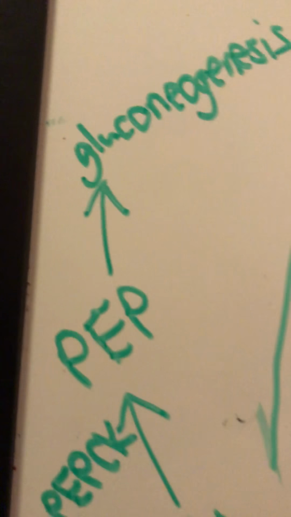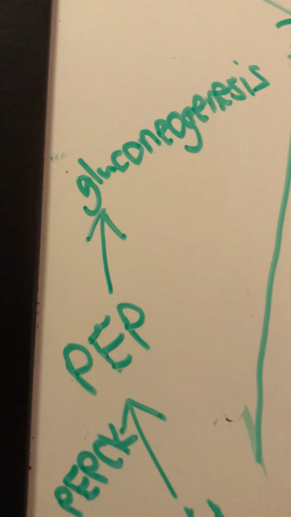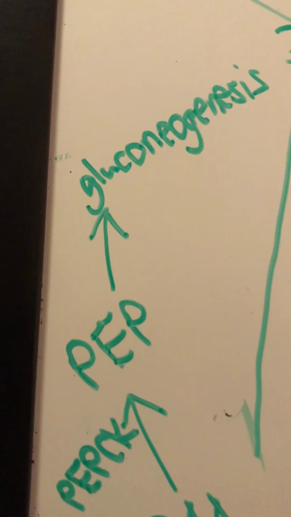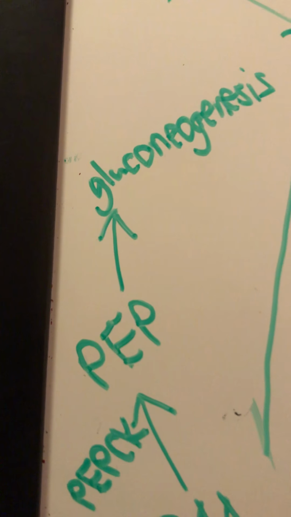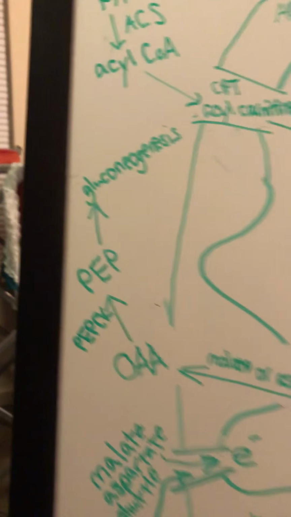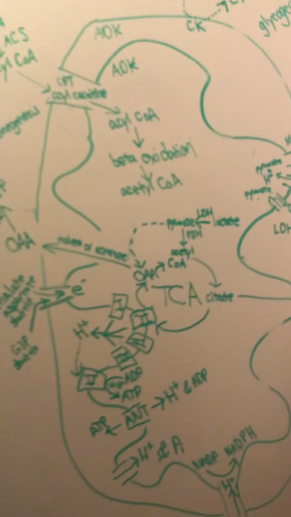Gluconeogenesis, whether it be via PEP, glycerol, or galactose, or amino acids, or lactate, occurs in the cytosol. So let's reorient ourselves. We have our mitochondria.